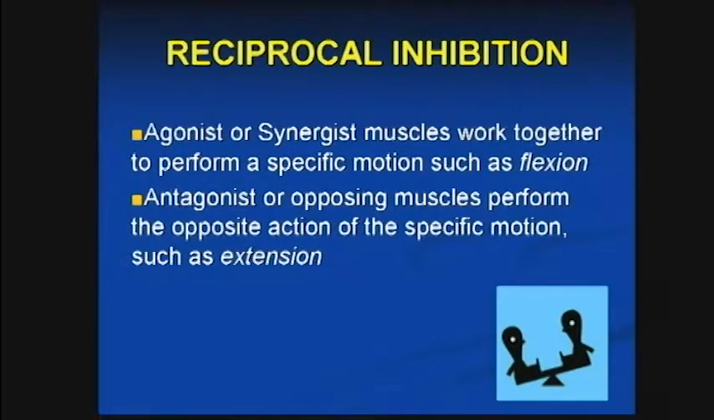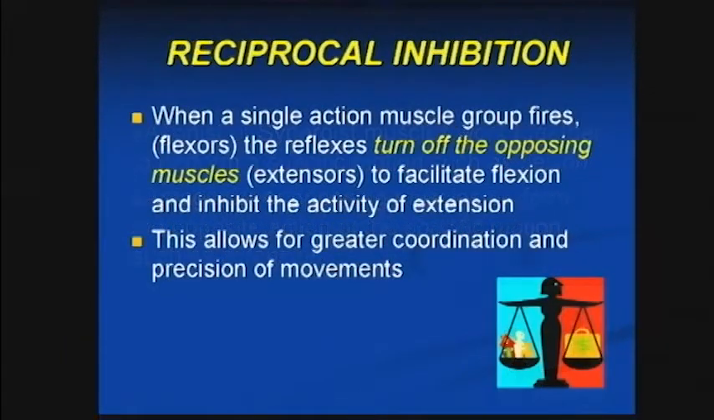So now we just make sure we know agonist, antagonist. The agonist is a muscle performing the motion. The antagonist is its opposing or opposite muscle. By reciprocal inhibition, this reflex is set up so that the body knows when to turn on and turn off muscles, when to recruit muscles to do an activity.